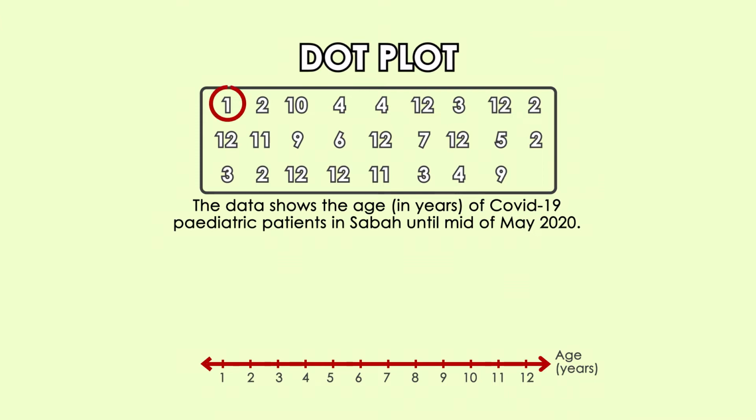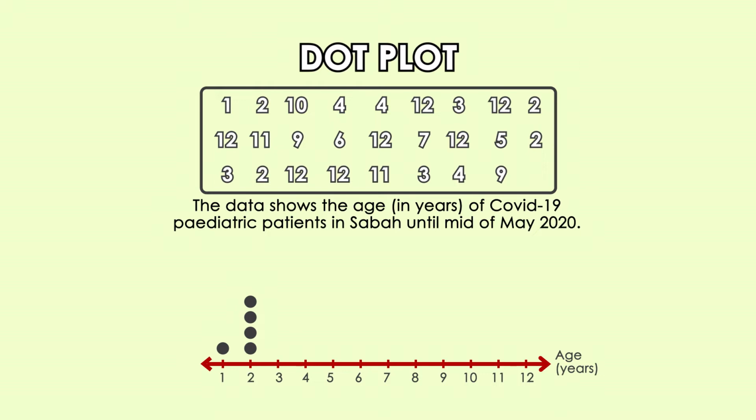There is one case involving a child of age 1. We will make one dot above the age 1 mark on the axis. There are 4 cases involving children age 2. For multiple values, we will stack the dots vertically. So, make 4 dots vertically above the age 2 mark on the axis.